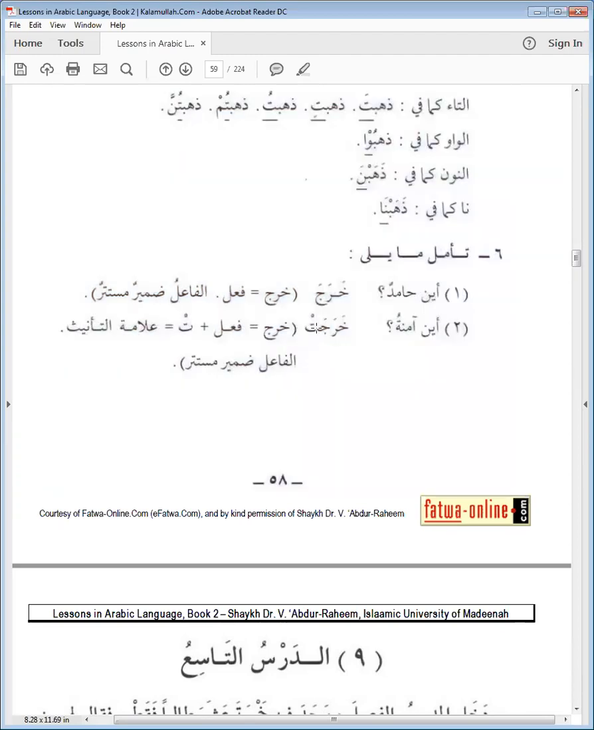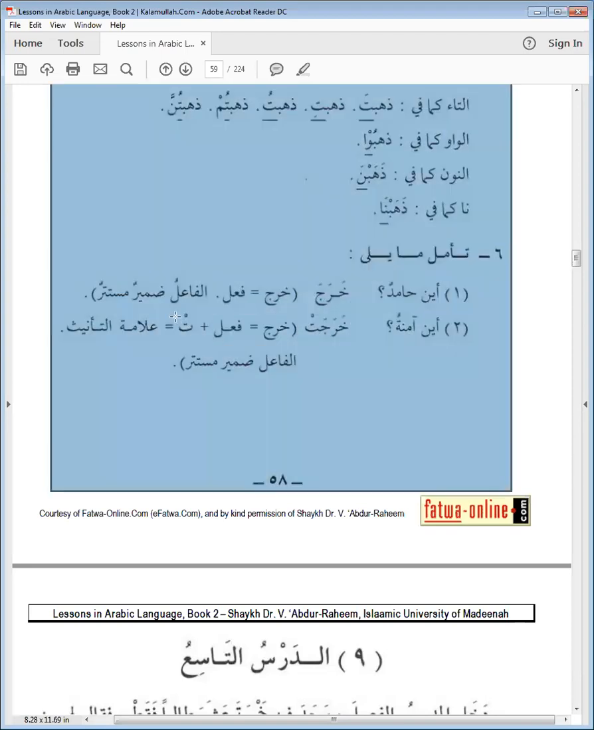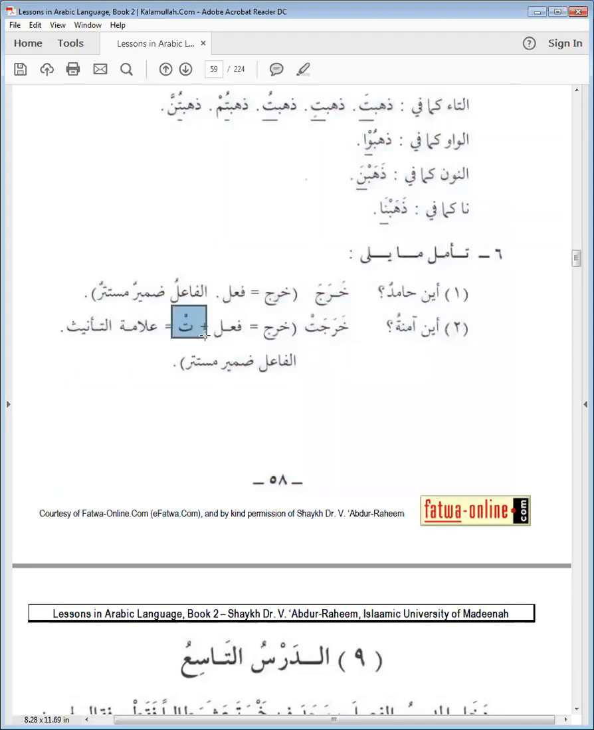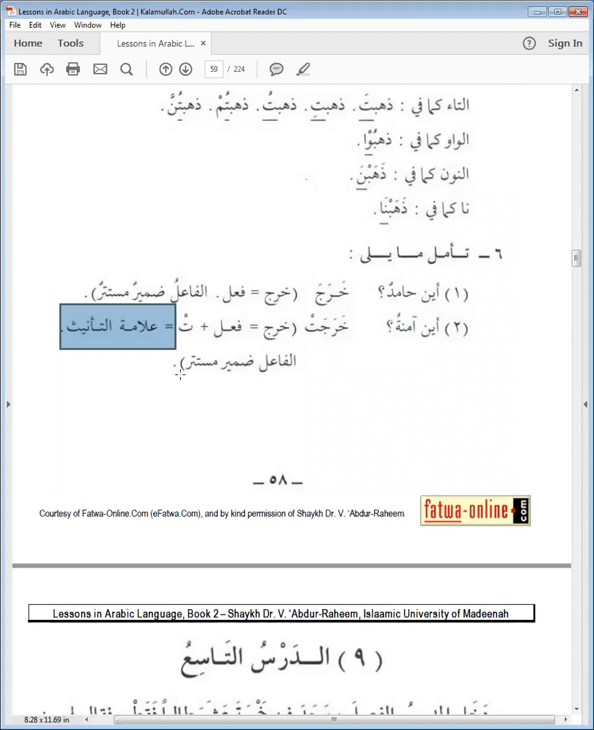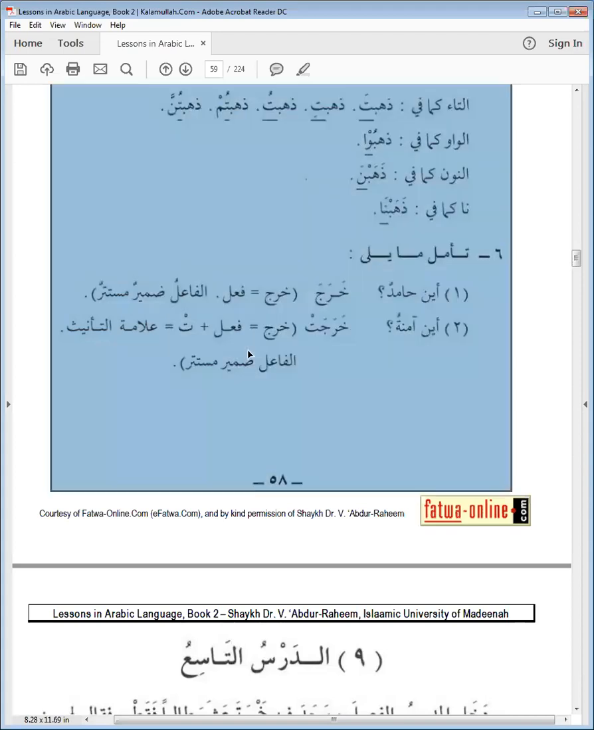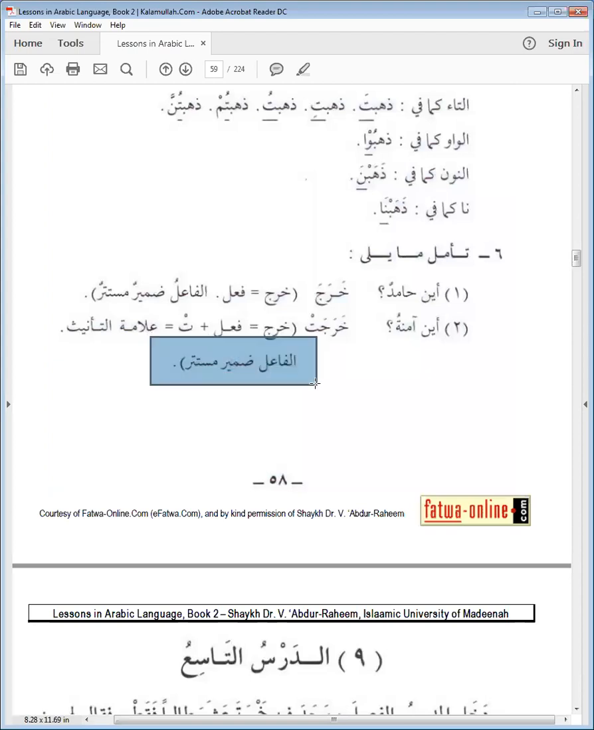Let's look at the next one. Kharajat. Kharaja is the fa'il, and the ta is not the fa'il. Ta with the sukun in this case is not the fa'il. It is what? Alamatu ta'nith, or the sign of the feminine group, right? And in this case as well, the fa'il will be damir mustatir, or the understood pronoun, right? Any questions on this at all?